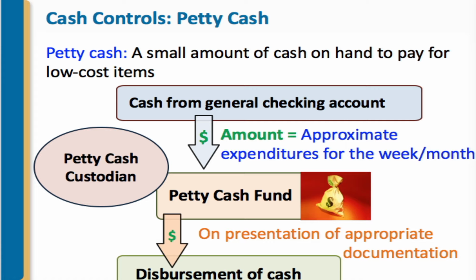Now, most companies keep a small amount of cash on hand to pay for some low-cost items such as postage, office supplies, maybe delivery charges, entertainment expenses, etc. It would be terribly inconvenient, time-consuming, and costly to process a check each time one of these small payments is made. A petty cash fund provides a more efficient way to handle these payments.